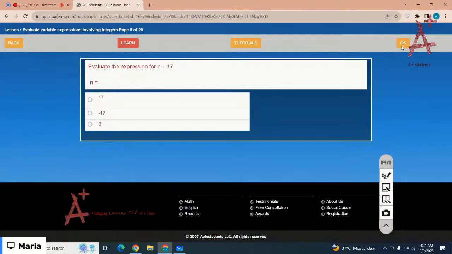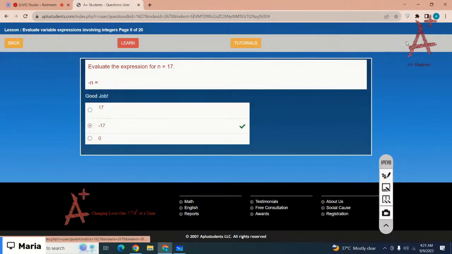Evaluate the expression for n equals 17. So which is the correct option? Replace the n with 17. So the answer is, if you replace the n with 17, it would be negative 17, right? So the correct option is negative 17, right?